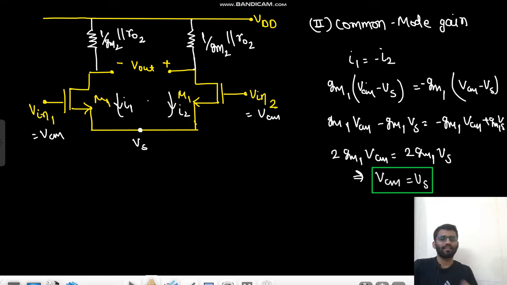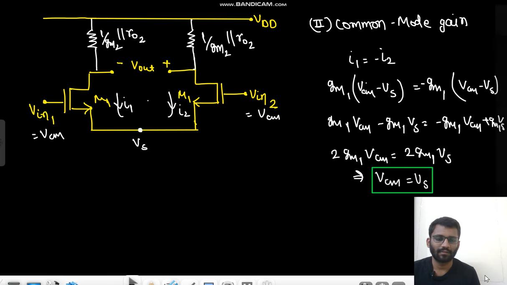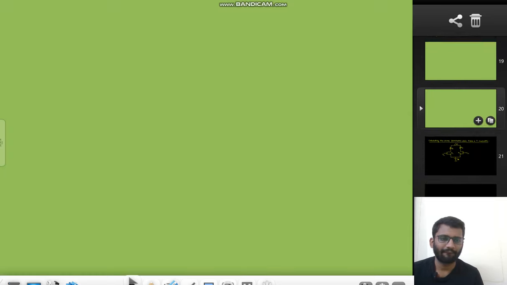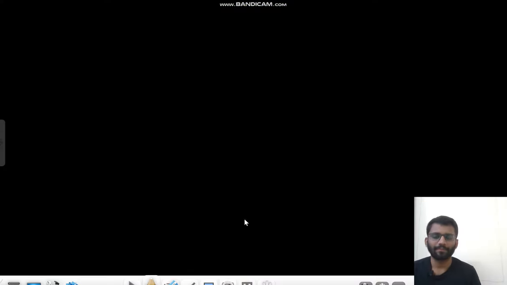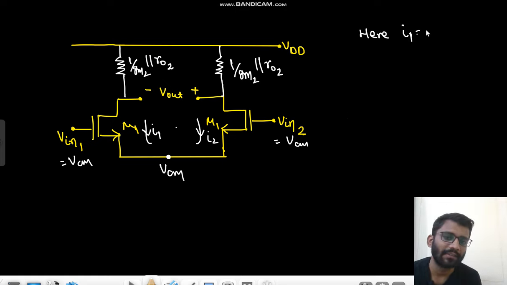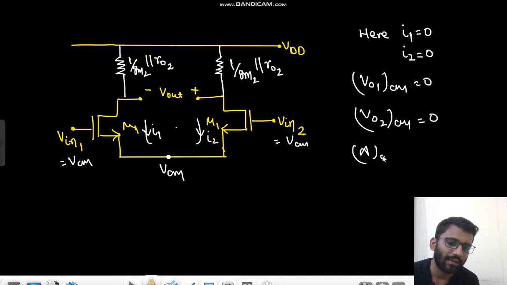So did you see that? Now just copy this on next page. Now basically this potential is going to VCM only, right? So here I1 is 0, I2 is 0. So talking about your V01 common mode 0, V02 common mode 0. So basically your common mode gain is 0.